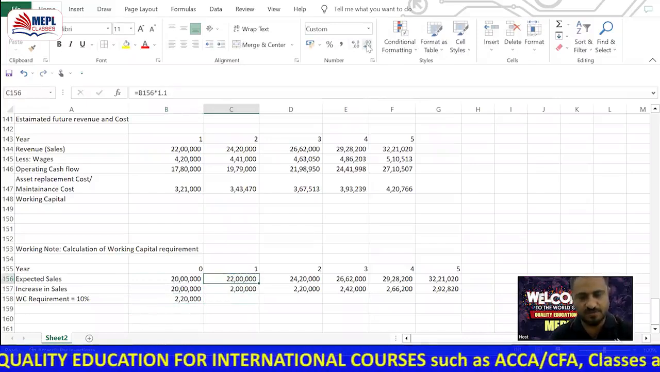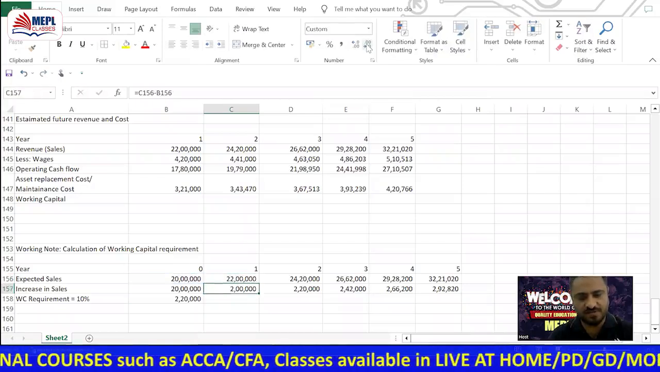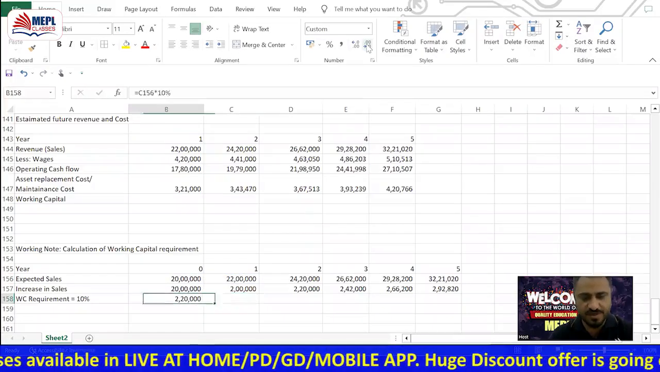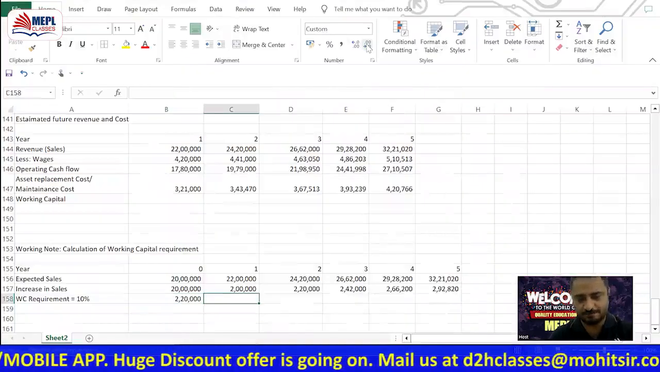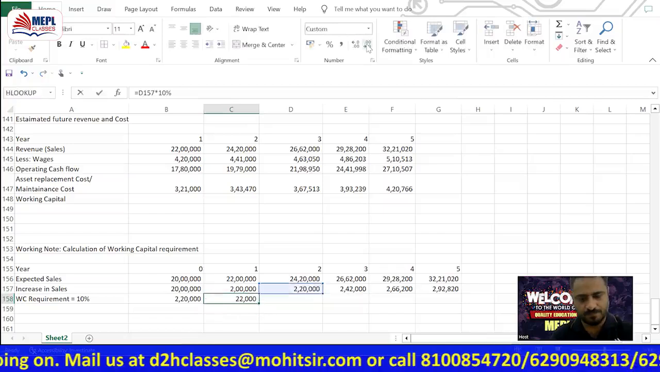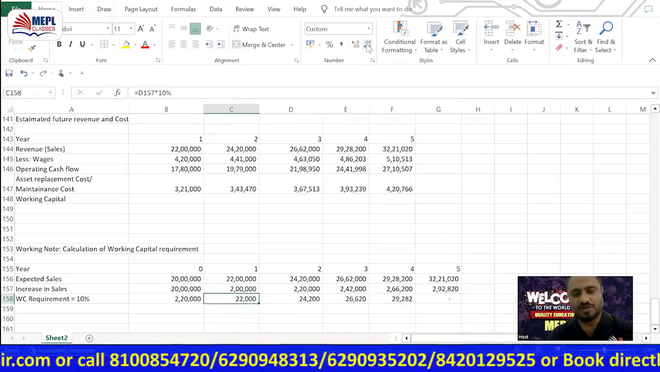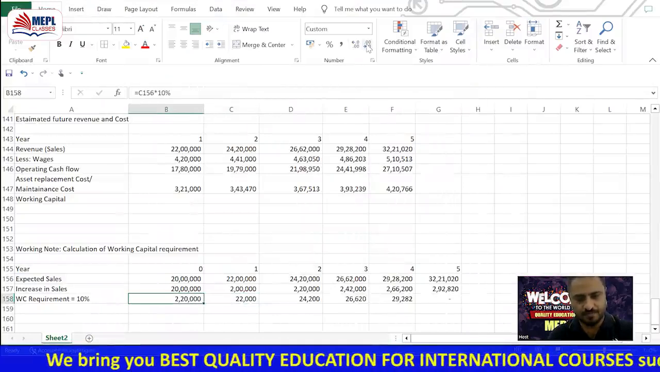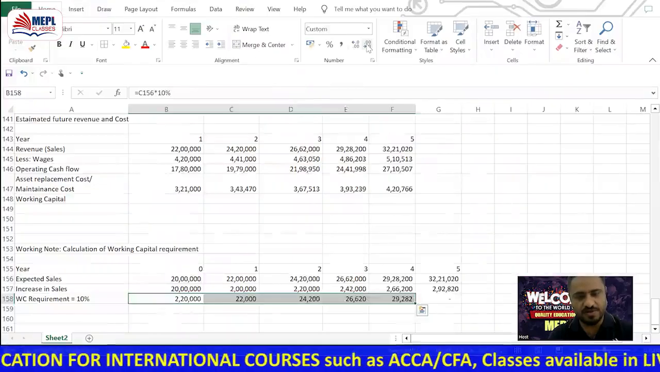So next year we will require 2.2 million of sales, so your working capital requirement will be 2,20,000. Now, based on your increases, you will have to keep the additional working capital. So this will be your working capital requirement in year 0, 1, 2, and 3.